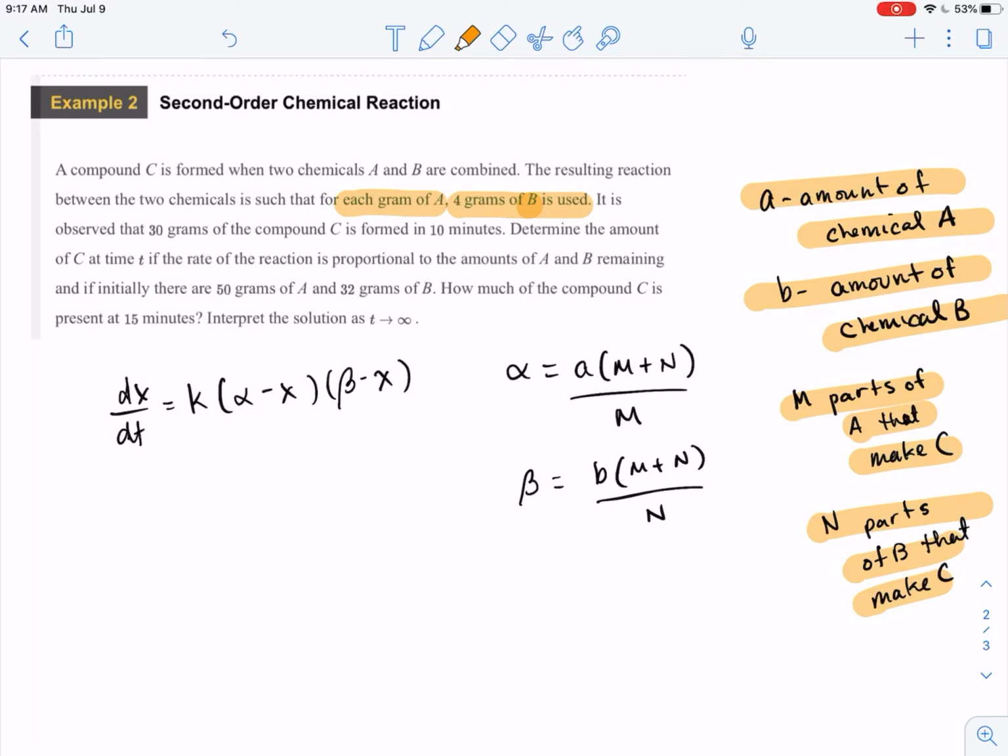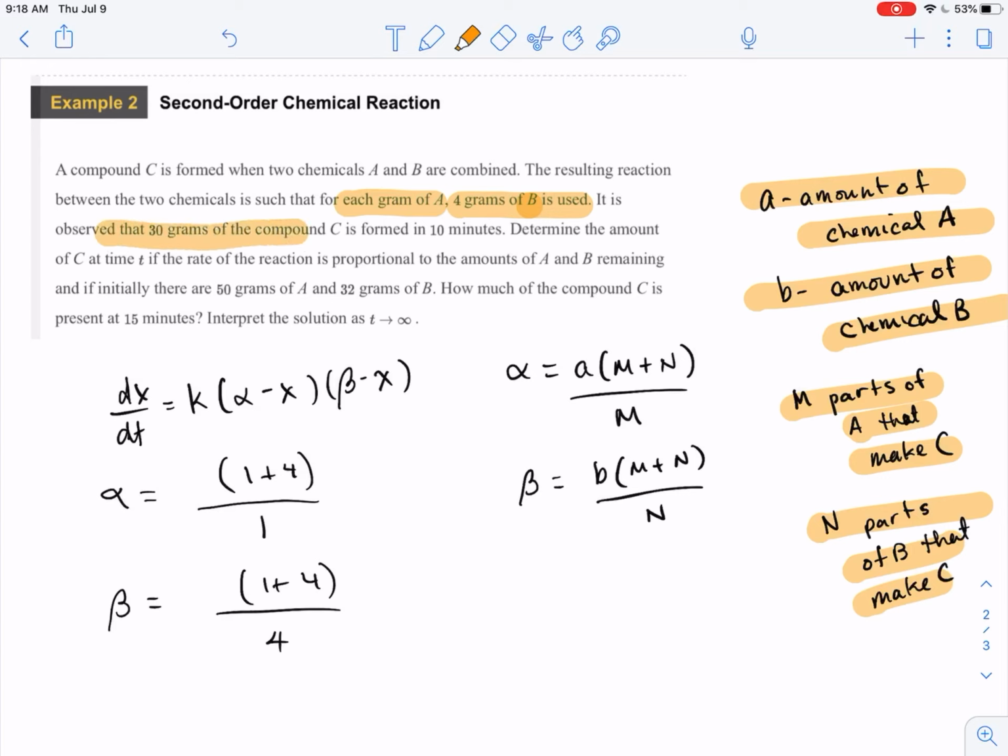So what we have here is parts, the M plus N. In our case, alpha is M plus N, 1 plus 4, divided by M, which is 1. I don't have that A there yet, I'll put that in a second. Beta is 1 plus 4 divided by 4.